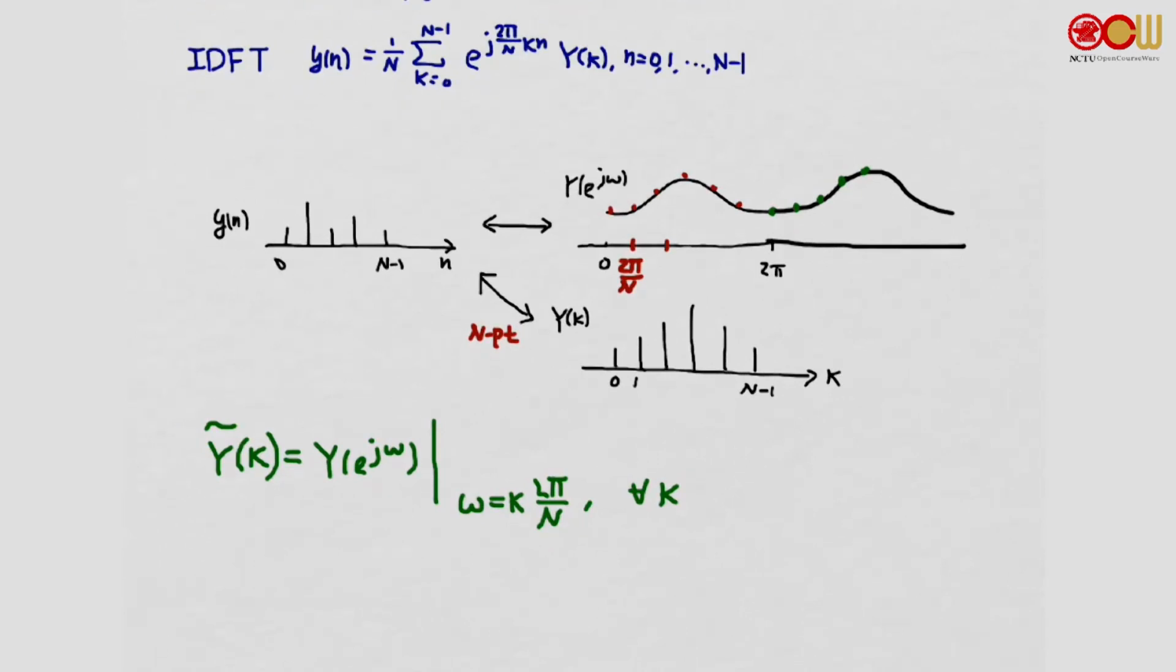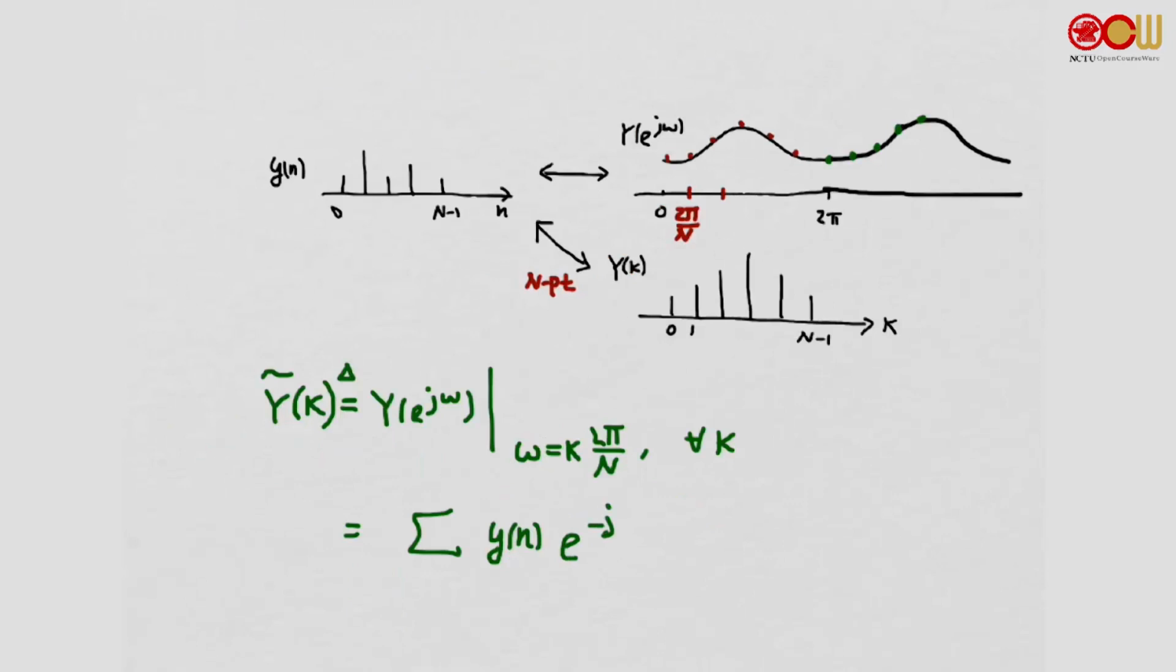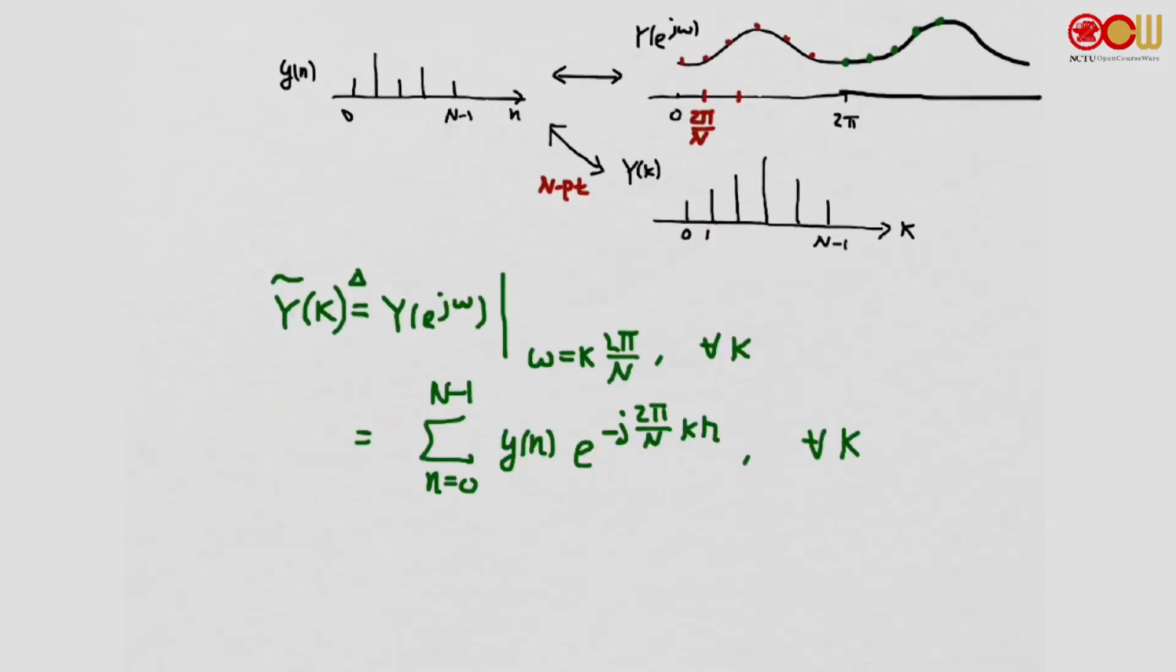Because after we sample, suppose we sample the next period of Y(e^j omega), then we still get the same sequence as the samples that we get from the first period, right? So we get a periodic sequence with period N. More precisely, this Y tilde sequence is defined as the samples of Y(e^j omega) sampled at all multiples of 2 pi over N. It will be the sum of y[n] e^(-j 2 pi over N kn), n from 0 to N minus 1. But now we consider all k. And as we can see, it would be a periodic N sequence.